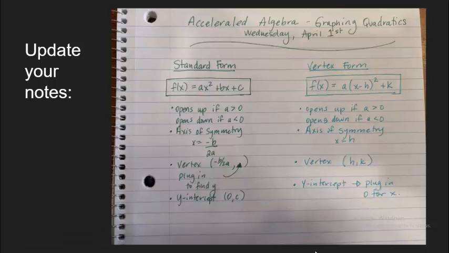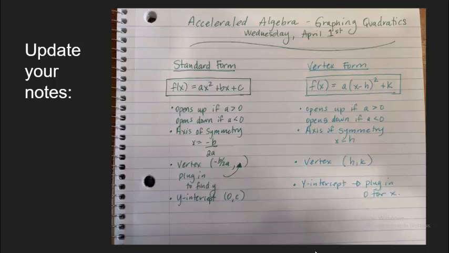Vertex form is the same. Opens up if a is positive and down if a is negative. Differences come in finding the axis of symmetry. For standard form, it's negative b over 2a. For vertex form, it's x equals h. And remember that minus h is part of the vertex form formula. So if it's x minus 2, then we've got x equals 2 as our axis of symmetry. If it's x plus 2, it would be x equals negative 2 as our axis of symmetry.